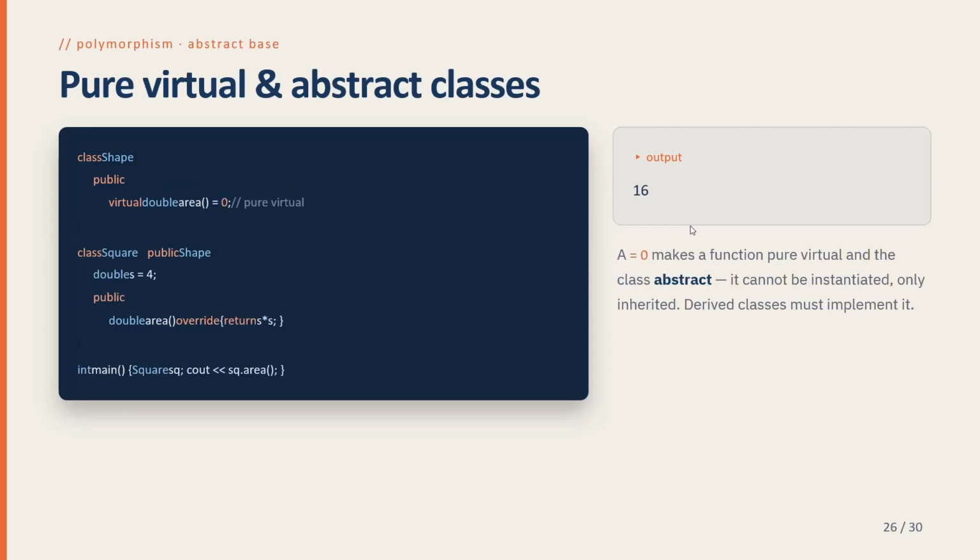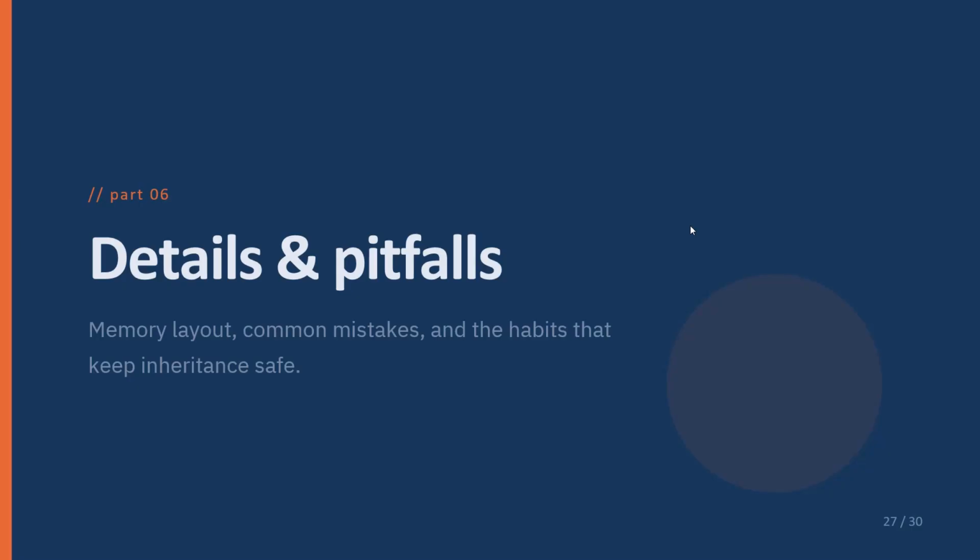Next come pure virtual functions and abstract classes. C++ allows us to create abstract base classes. A pure virtual function is declared by assigning 0, which is displayed here.